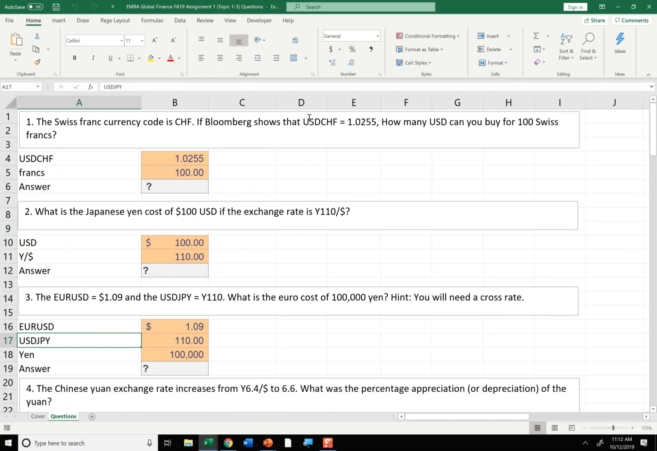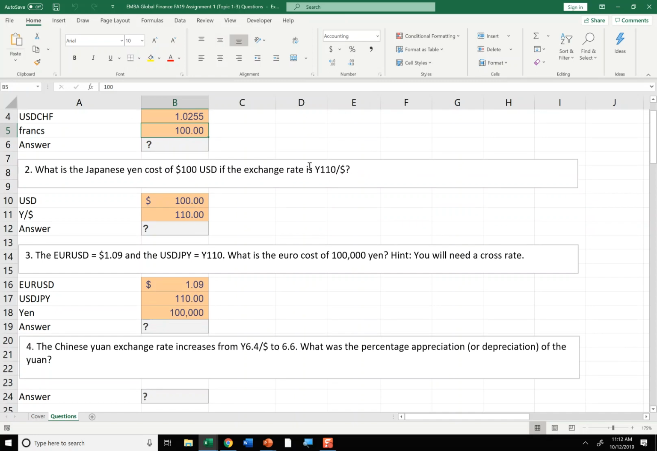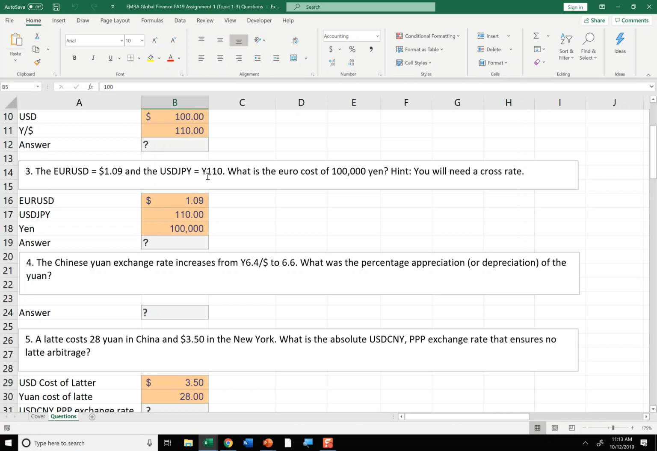So here's an exchange rate. Here's the USD CHF. You have to recognize that that is the Swiss price of $1, just because you saw Swiss being the second currency code, and see that that's 1.025, and be able to convert 100 francs to dollars. Here's a yen exchange rate, 110 yen per dollar, doing a conversion. Here is a euro exchange rate, a yen exchange rate, and you're going to do a cross rate, converting euros to yen.